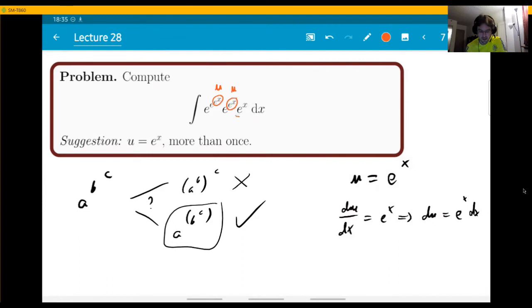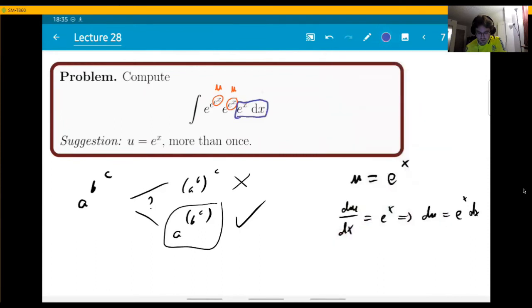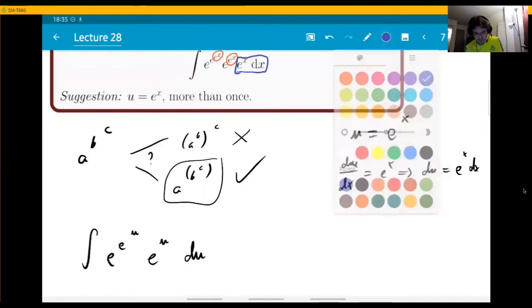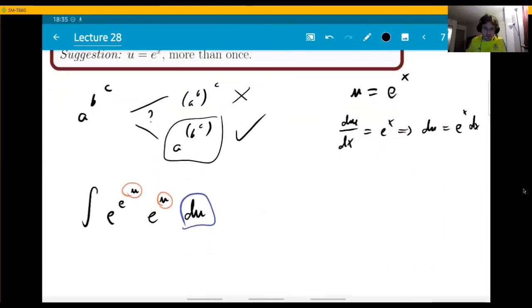And I'm not going to call this e to the x u. I'm not going to do that, although we could, because what's going to be more useful for us is the fact that this whole thing is du. e to the x dx is the same thing as du, as we just learned. So when you do that substitution, you just get e to the u, e to the u, du. Just color coding this so you can see the change that happened. Okay, now we have this integral in u, which is still not very user-friendly, but it's simplified a little.